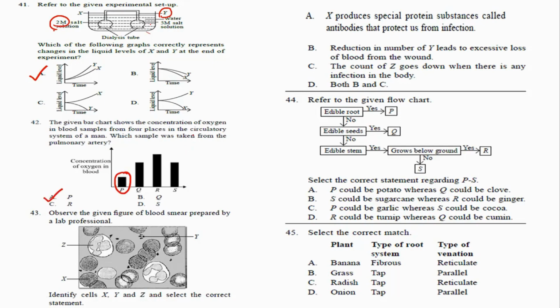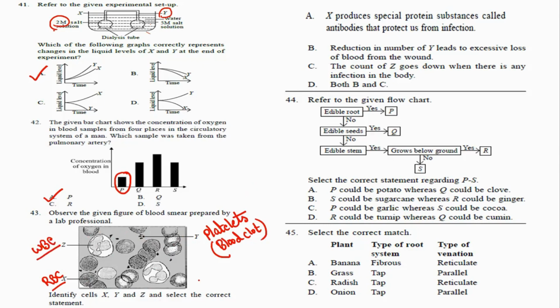Okay, now we come to question number 43. In question number 43, we have some pictures of cells. So X, we can see, are the red blood cells. These are red in color, okay? Y is what? Y are very small dots. Y are the platelets, that help in blood clotting. And what is Z? Z are the WBCs, white blood cells, right?